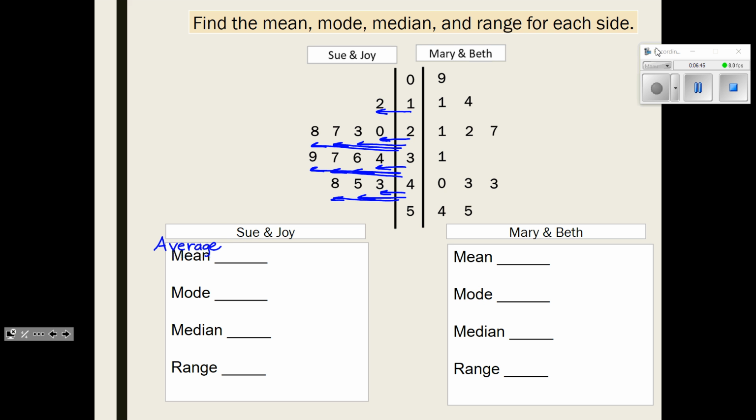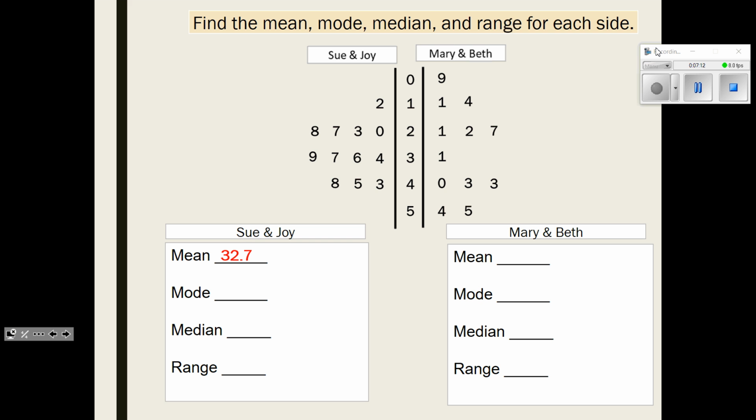And then how many numbers are there? Well, it's easy to tell how many numbers there are based on how many leaves there are. We have 1, 2, 3, 4, 5, 6, 7, 8, 9, 10, 11, 12 leaves. So we have 12 numbers. So we take the total after we add it together and we divide by 12, and we would get 32 and 7/10.